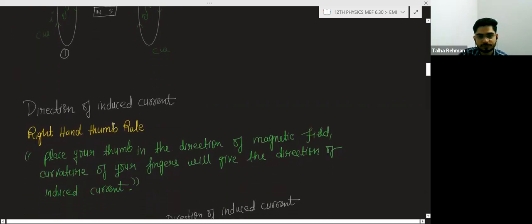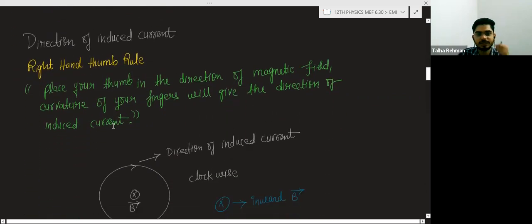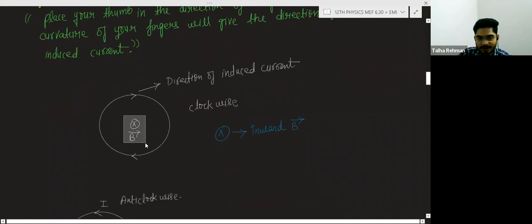So now we will discuss how we will calculate the direction of the induced current. So direction of the induced current is simply given by the right hand rule. Suppose this is your magnetic field, induced magnetic field. This is your induced magnetic field, and this is the inward magnetic field. So what you will do?